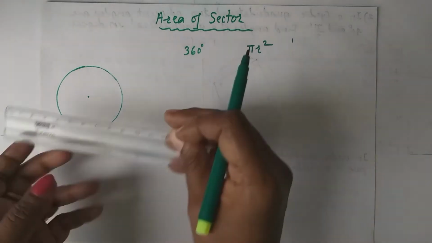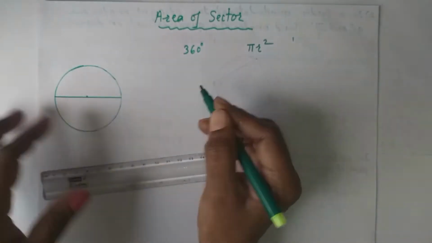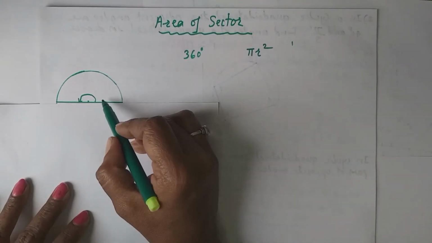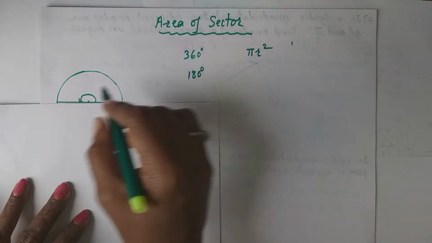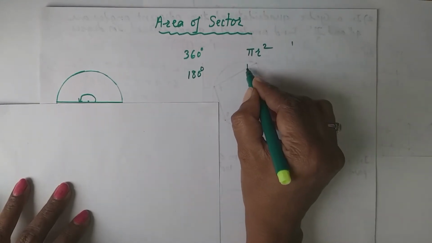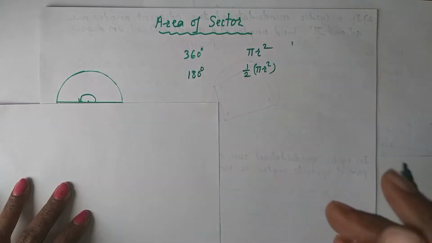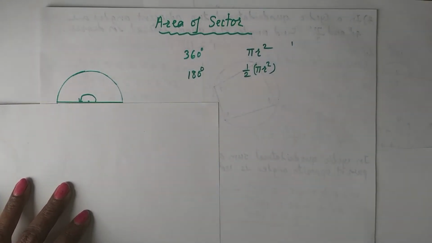Okay. Now, if there is a half rotation, suppose the rotation angle is only this. Then what is the angle? Then it is a straight angle, that is 180 degrees. And what is the area of this region? Then the area of the region will be half times the area of the circle. This is a semicircle, and its area is half times the area of the circle.